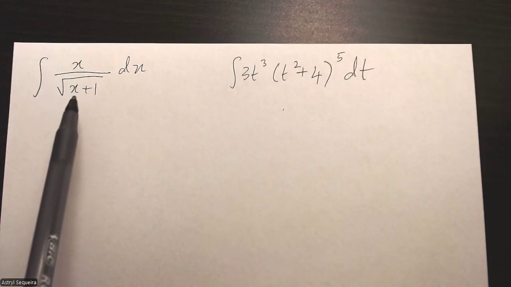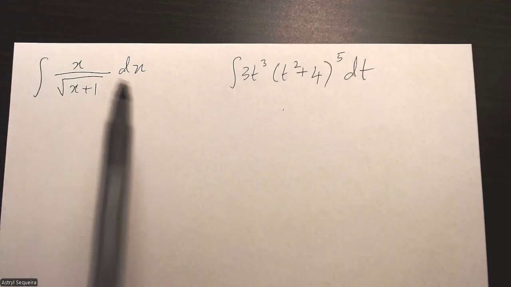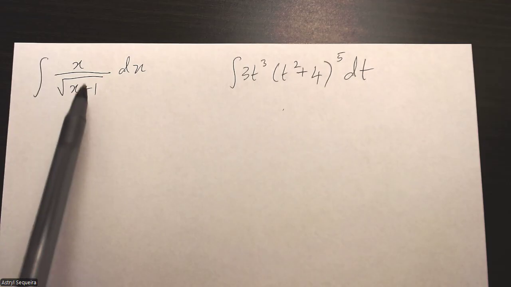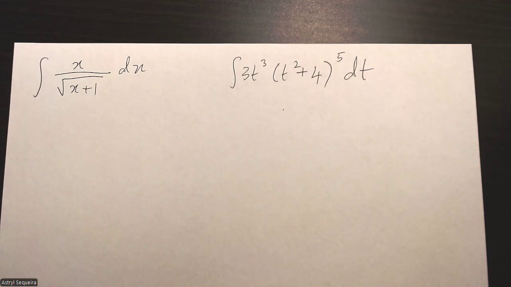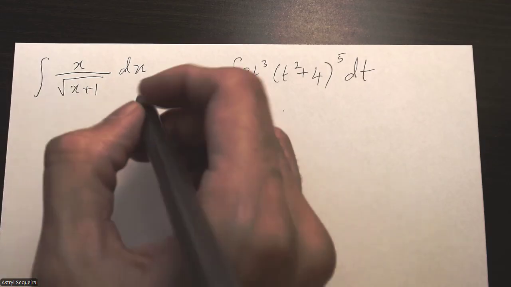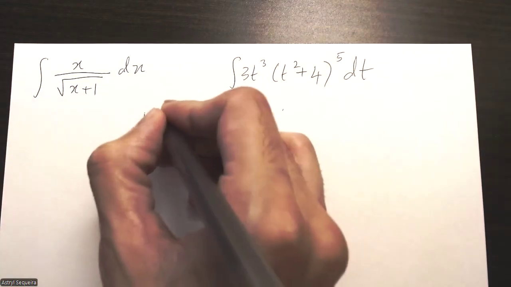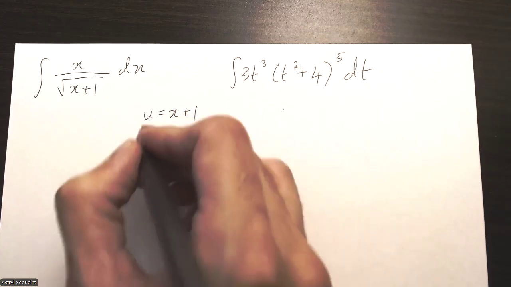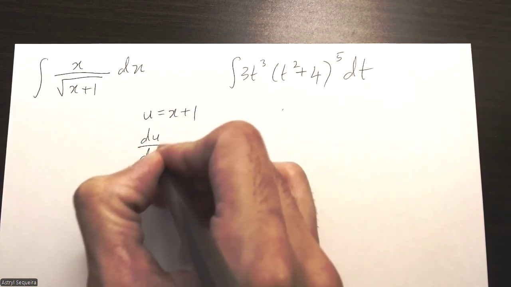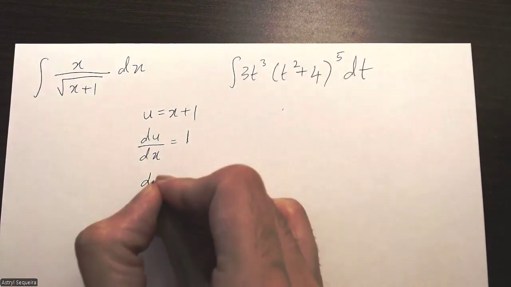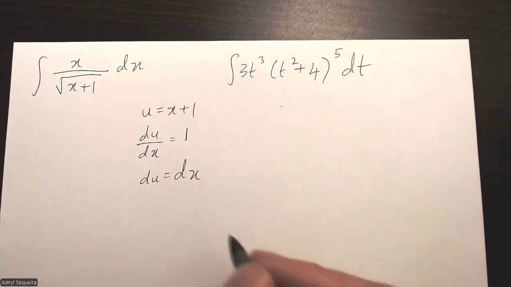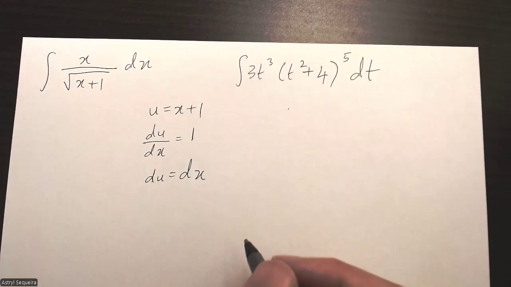I have x and x over there. If I derive x, I get a constant, but generally speaking, when you have the same thing, you want to always pick whatever is inside a square root or inside a bracket with an exponent as u. So I'm going to pick u as x plus 1. Let's derive it, and cross multiply to isolate the dx. So du just equals dx.